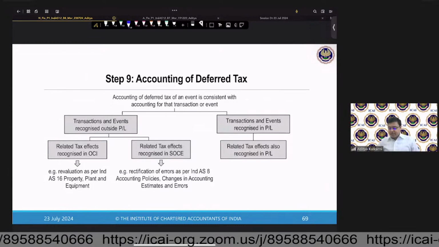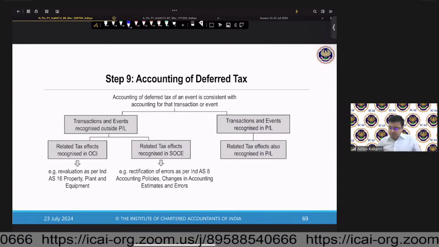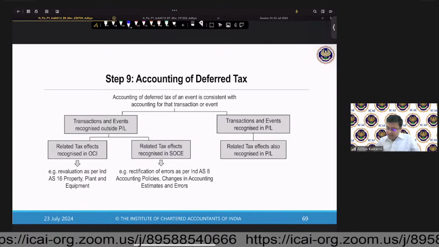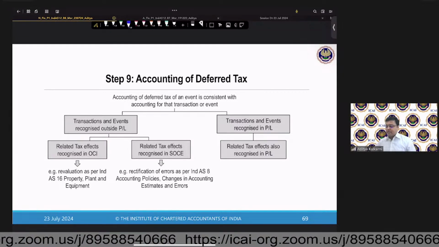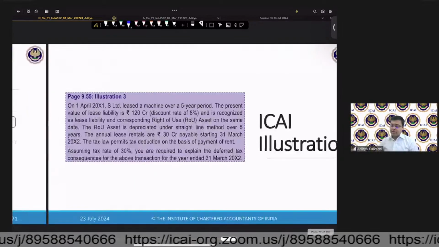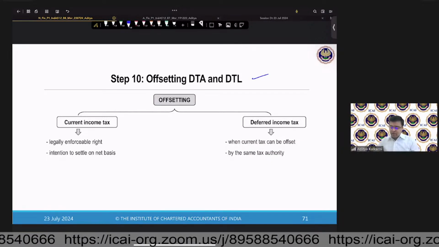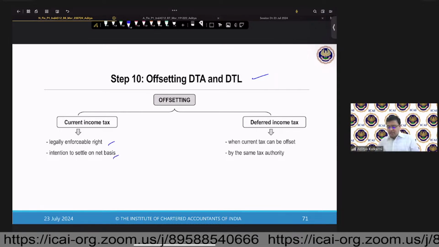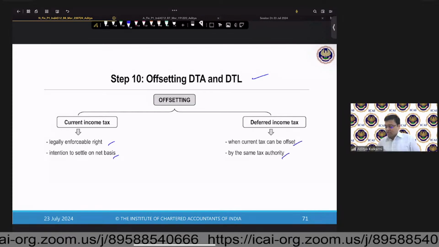Coming to accounting of deferred tax, what is outside the P&L? Tax impacts will go outside the P&L. Related tax effects to be recognized in SOCE. That is one. Transactions and events recognized in P&L, related tax effects also recognized in P&L. Next one is offsetting DTA and DTL. Can you offset and present a single figure? Answer is yes. If there is a legally enforceable right and the intention is to settle on net basis, you can present it net when current tax can be offset by the same tax authority.